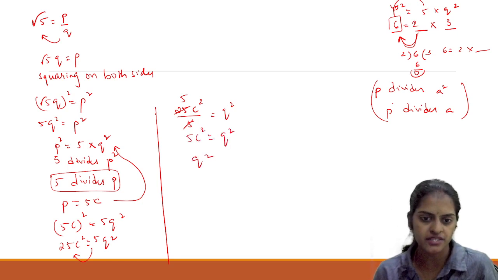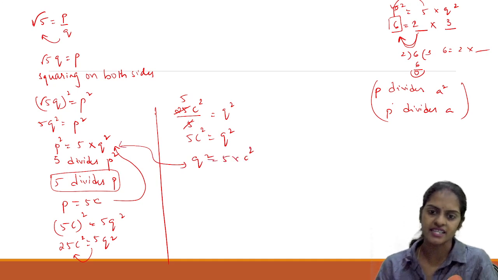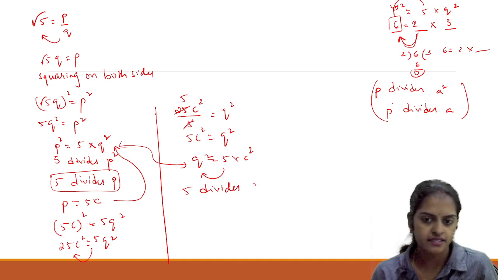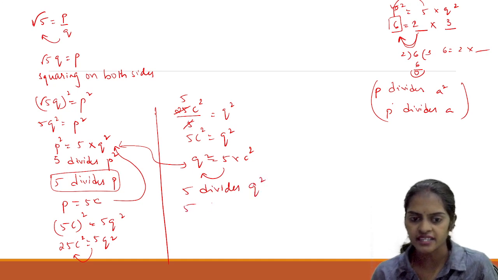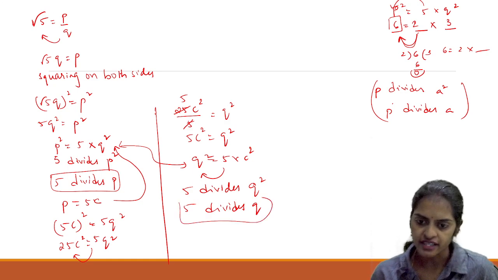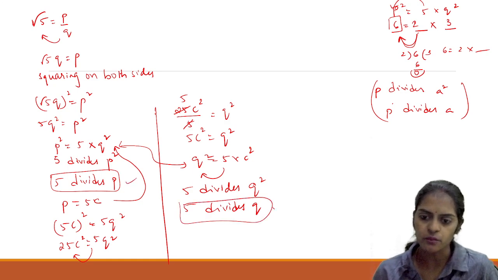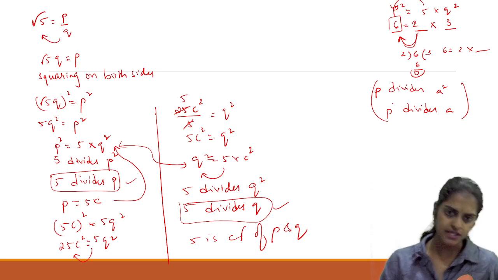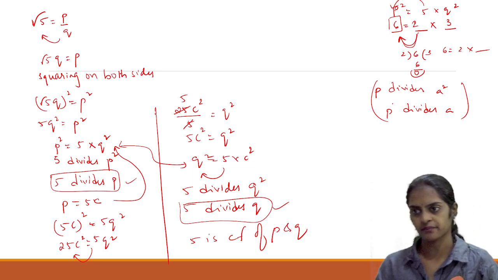Again, see, same steps. These two are same. See, q square equal to 5 into c square. So I can say 5 divides q square. All the steps are repeating. Then if 5 divides q square, 5 also divides q. You just observe all the steps are repeating. Right? 5 is dividing q, which means what? 5 is a common factor of p and q. 5 can divide p it seems and 5 can also divide q it seems.